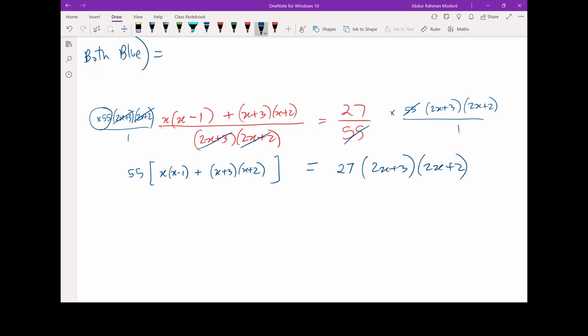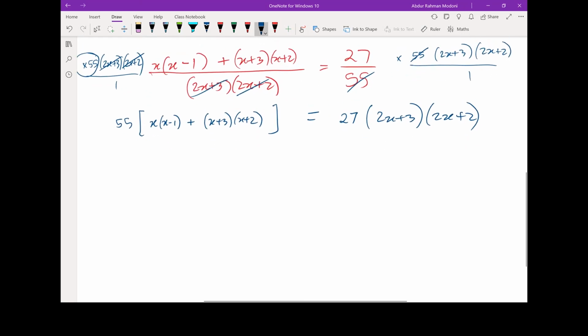So now I've got rid of my fractions by multiplying both sides by the denominator. Let's tidy this up a bit. We need to tidy this bracket up here, expand, simplify, and multiply everything by 55, and we've got something on the right hand side as well. So x squared minus x plus, when we multiply this out, it will get you x squared plus x plus 6.